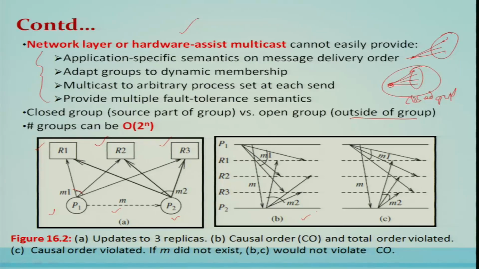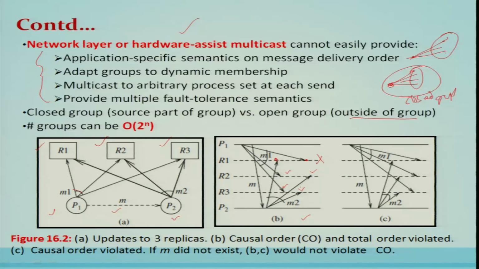Then let us see the scenario what happens. Now you know that P1 is sent before P2, and this particular message M ensures the precedence relation between P1 and P2. So as far as R1 is concerned, R1 will receive P2 first and then P1. So it is not following this particular precedence relation, it is violating. As far as R2 is concerned, R2 is receiving P1 first and then P2, R3 is also receiving.